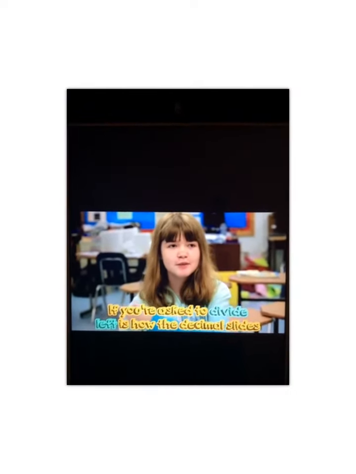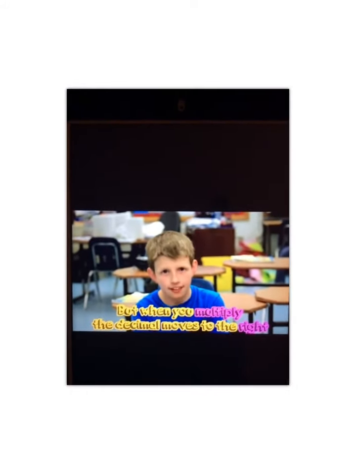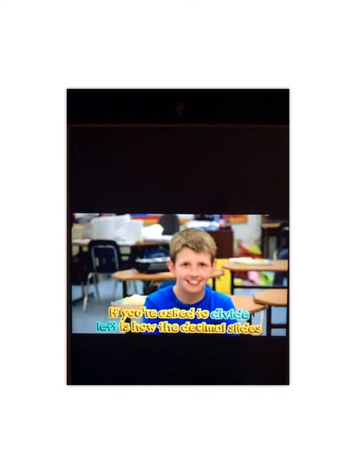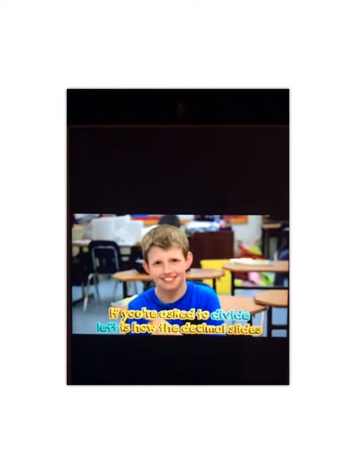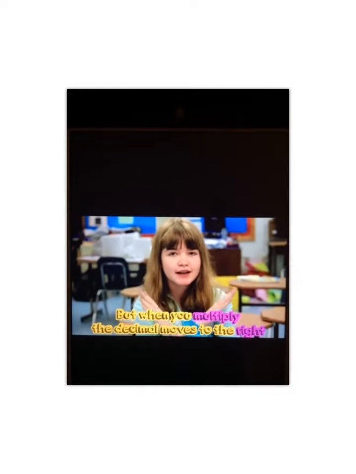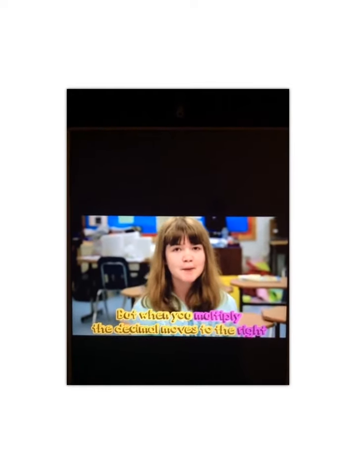Left is how the decimal slides. When you multiply, the decimal moves to the right. If you're asked to divide, left is how the decimal slides. When you multiply, the decimal moves to the right. I now know how to move a decimal to the right when we multiply.